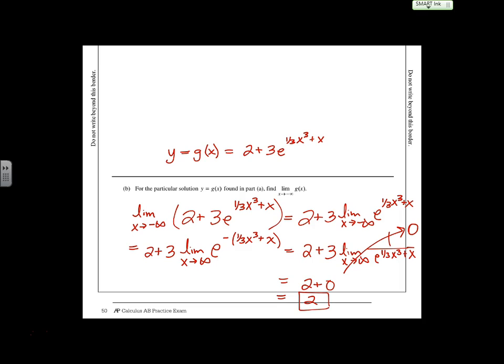Now I'm showing you the idea behind it. My fuzzy math would have just been plugging in negative infinities, pulling the negative out, putting 1 over e to the infinities and saying, hey, it's 0. Both ways technically work. This one's probably a little more mathematical.